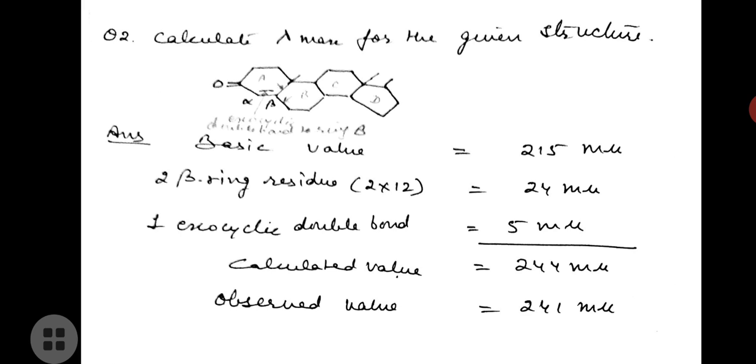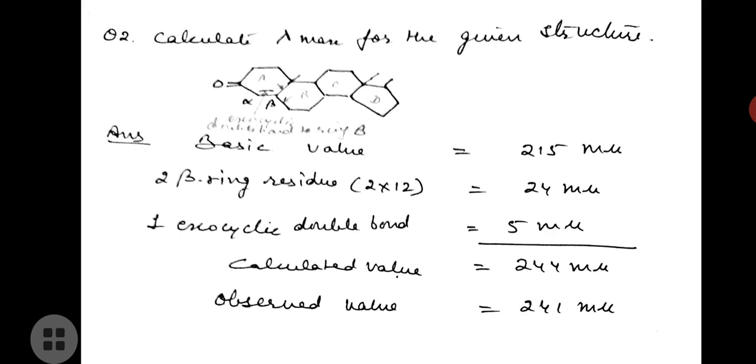So the value is plus 12. So again it becomes 2 into 12, that is 24 millimicron. Now here there is one exocyclic double bond also.